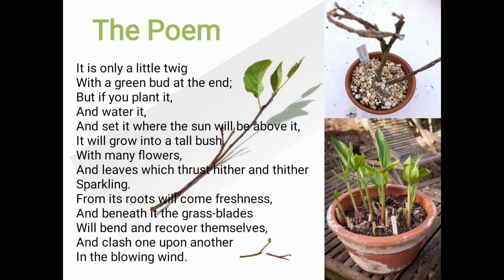That means the leaves grow here and there on the twig, and freshness will come out of its roots. And beneath it the grass blades will bend and recover themselves and clash one upon another in the blowing wind. So this is the positive side of the twig when we plant it, when one plants it in a pot.